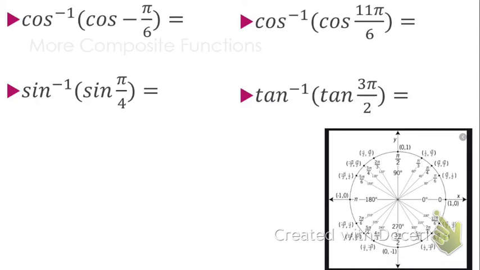Okay, so the first question is, what is the cosine value of -pi over 6? So the cosine of -pi over 6 on the unit circle, that's the same as 11 pi over 6. So the cosine is the square root of 3 over 2. So now we need to find the inverse cosine of the square root of 3 over 2. It's positive, sorry.